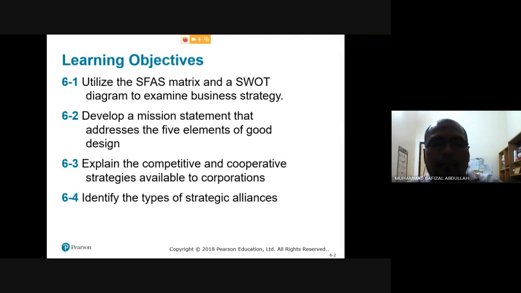On 6.3, we are going to see the competitive and the cooperative strategies available to corporations. Basically, when we learn about business strategy, please bear in mind, there are 2 types of business strategy. Number 1, we call it competitive strategy, and number 2, we call it cooperative strategy. Please remember that whenever we learn about business strategy, there are only 2 types of strategy. Number 1, the competitive strategy, the strategy to compete with our competitors. And number 2, the cooperative strategy.